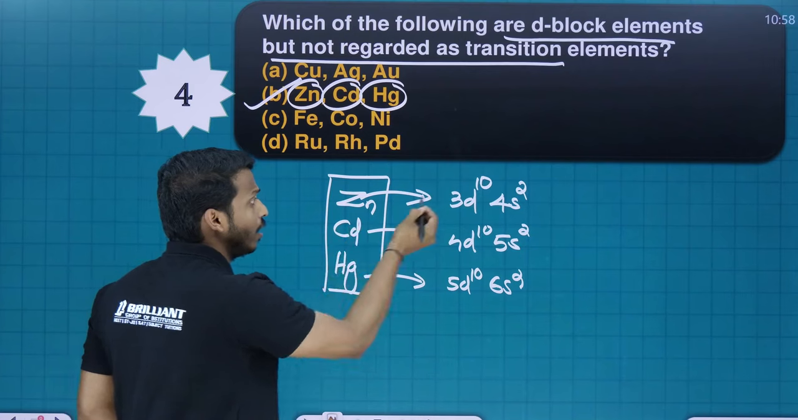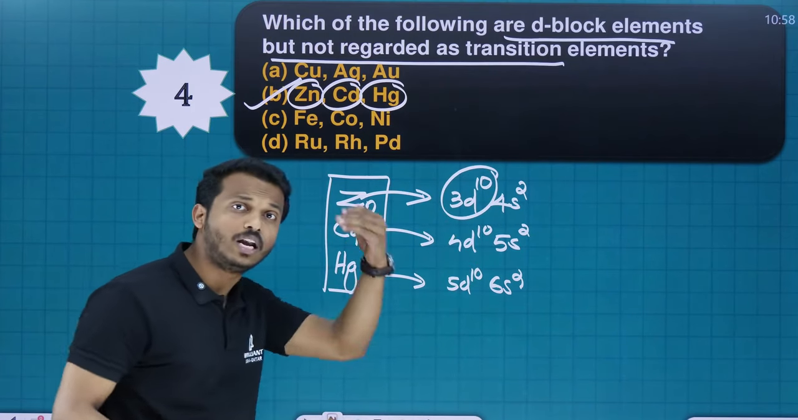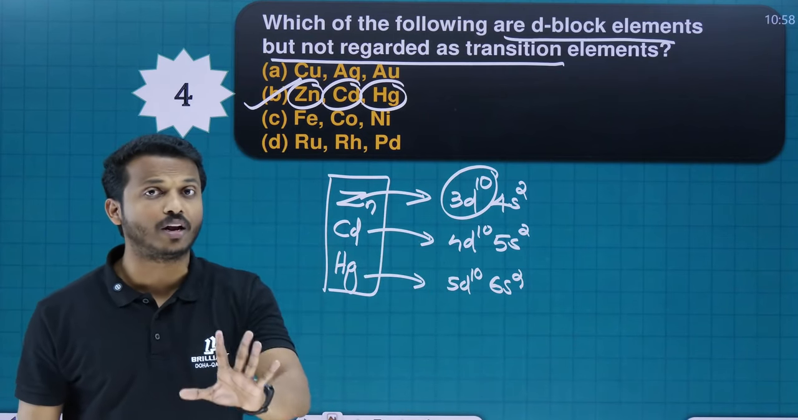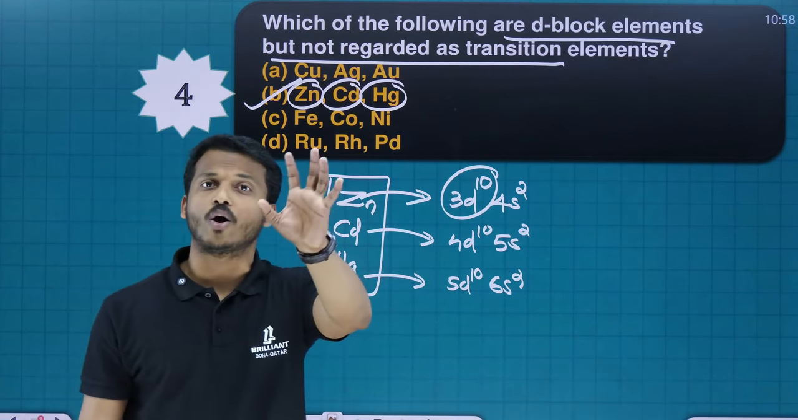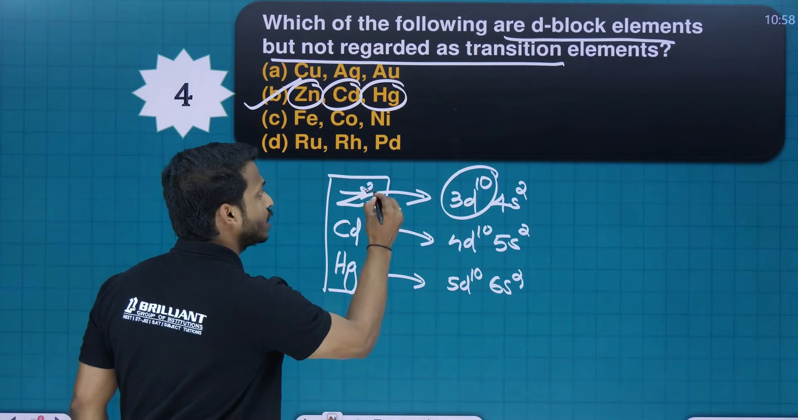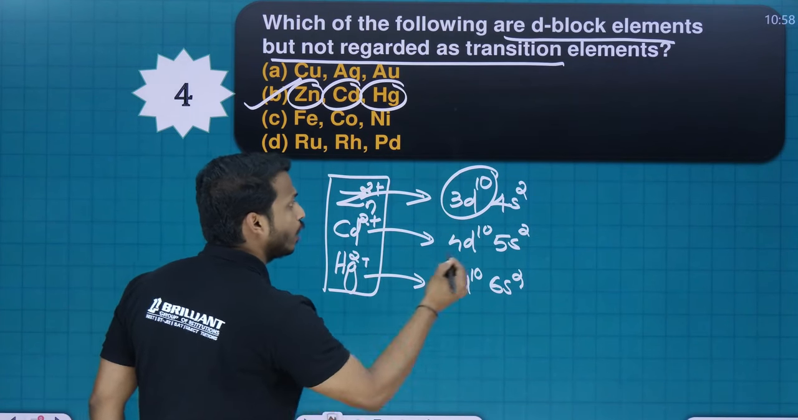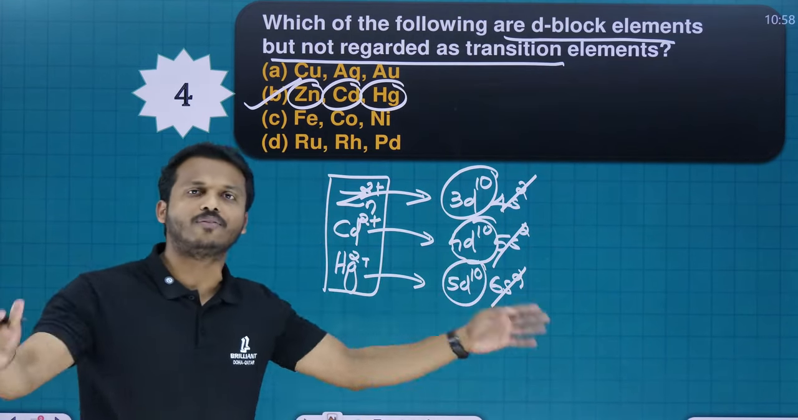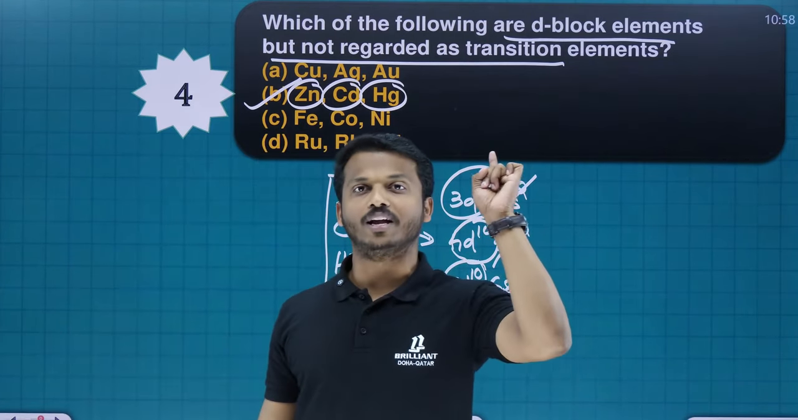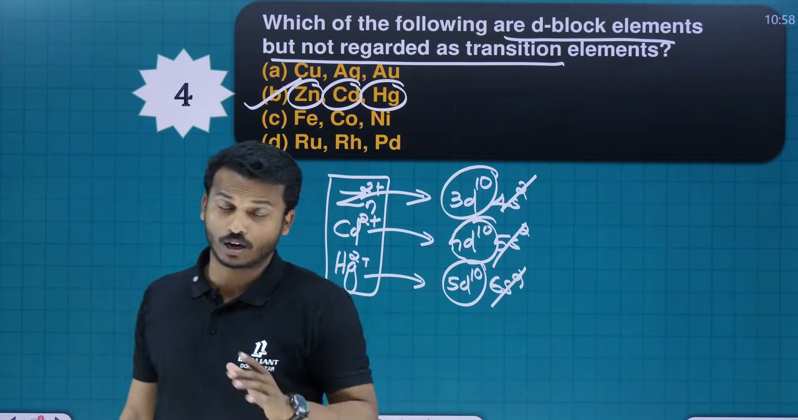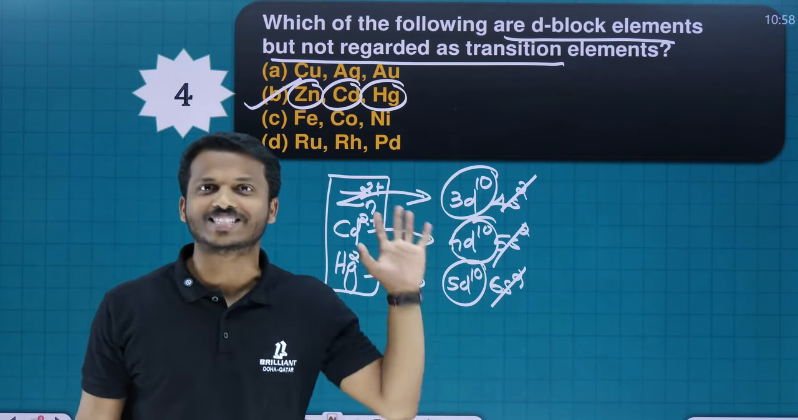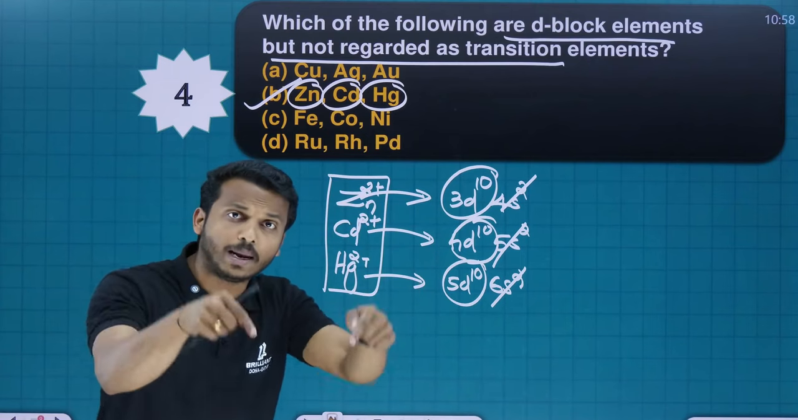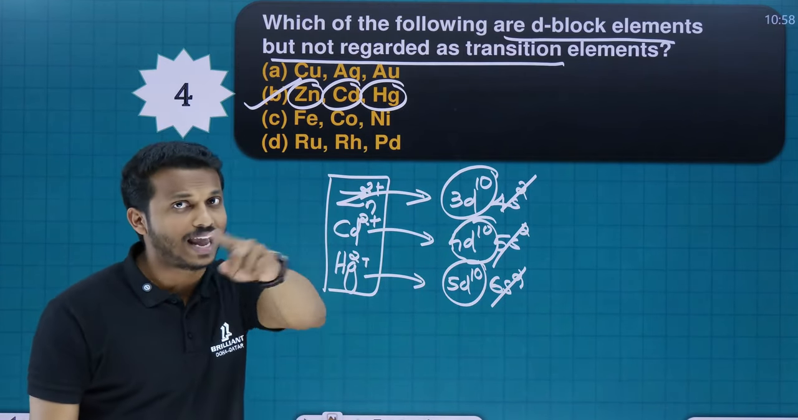So see, their d orbital is what? Fully filled. D orbital is fully filled in their ground state or in oxidation state. What is their oxidation state? 2+. If you take it 2+, this will go and remain also. D orbital is fully filled. If d orbital is fully filled, we can say they are not considered as transition element. So zinc, cadmium, mercury, they are in d block, but they are not transition element.